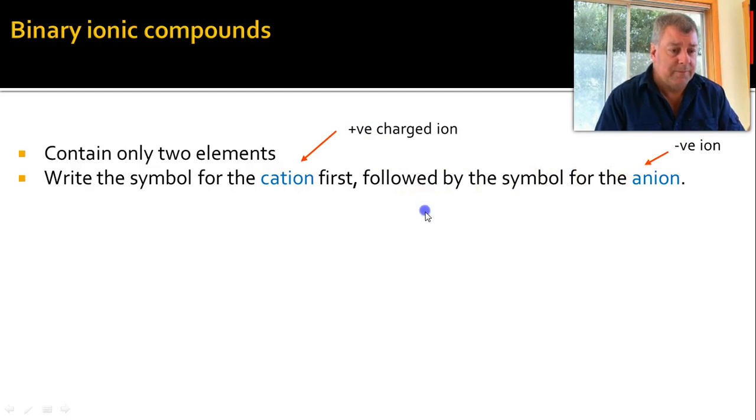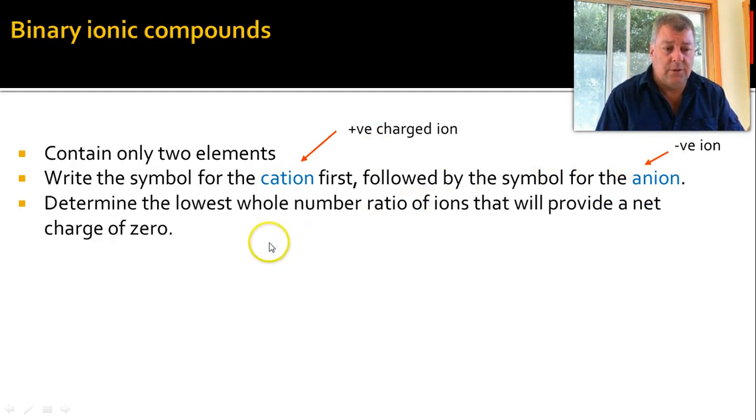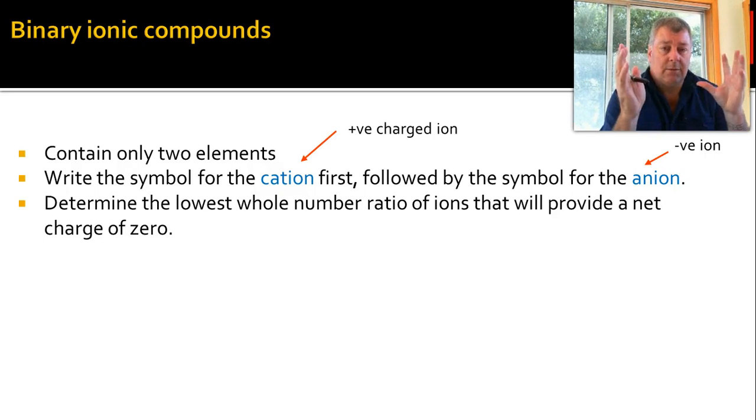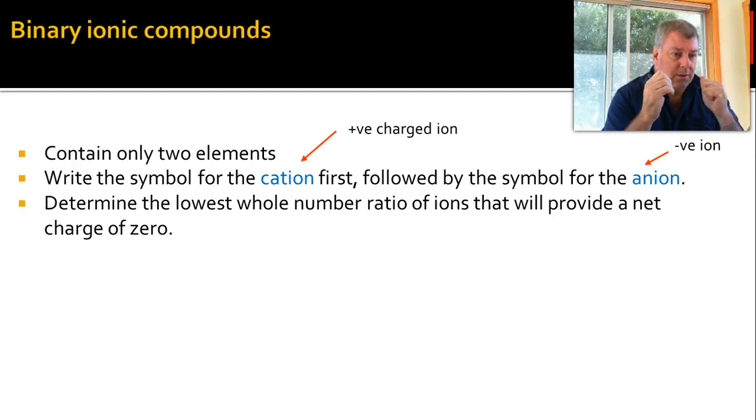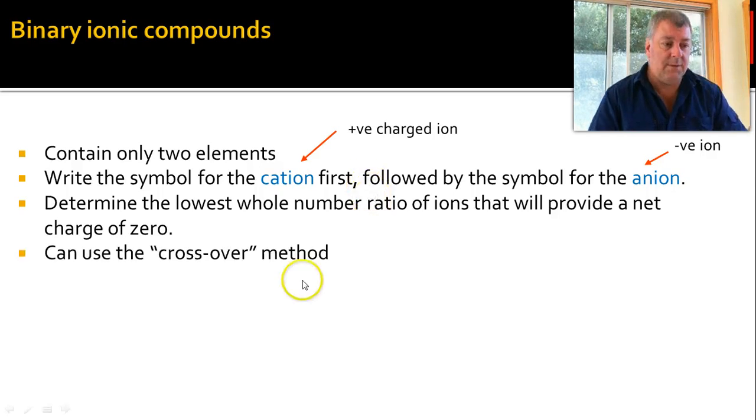So now what we try and do is determine the lowest whole number ratio of these ions that will give us what's called a net charge of 0. Basically we want to get the positive ions and the negative ions so that they cancel each other out and there's no charge, and that's an ionic compound. Now in the binary ionic compounds we only have two things to worry about: the positive ion and the negative ion combining. Let's do some examples.